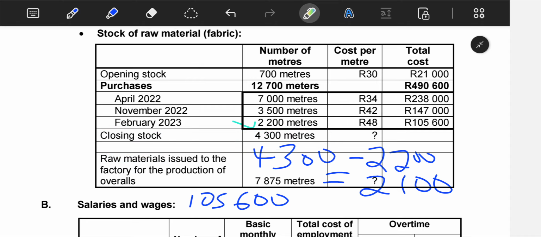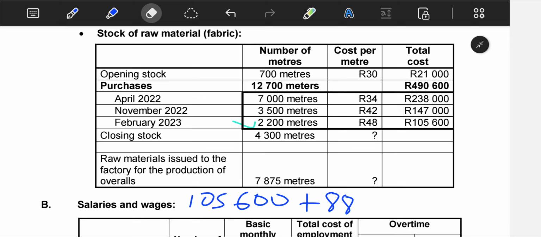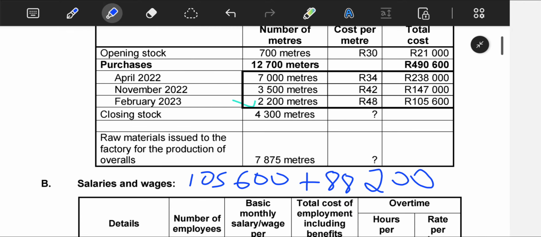Right. So now let's find the value of 2,100. The value of 2,100 is from here, which was 42 Rand each. So now you're going to multiply it by 42. And how much do you get? 2,100 multiplied by 42, and you get 88,200. Then you're going to add it here, $88,200. Right, and then you get your total, and that total is your answer for the closing stock.